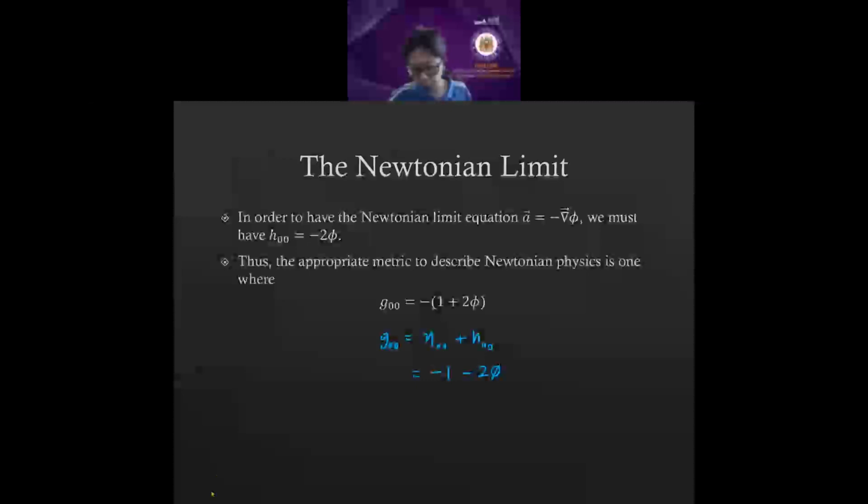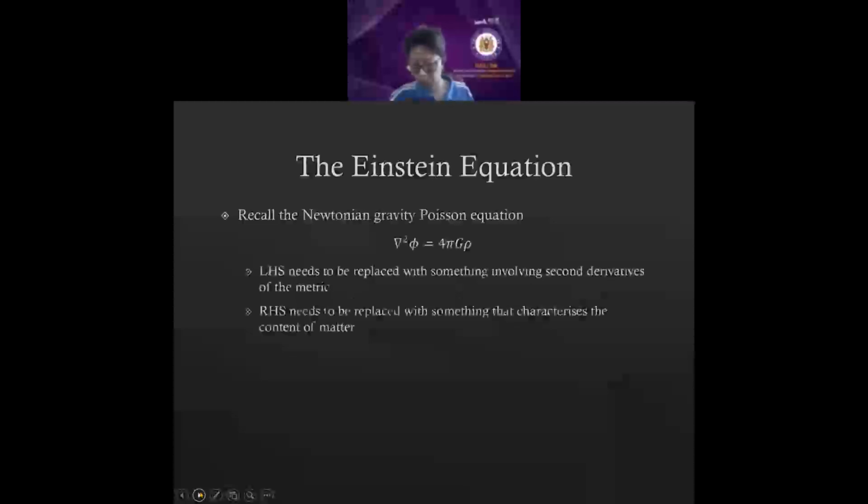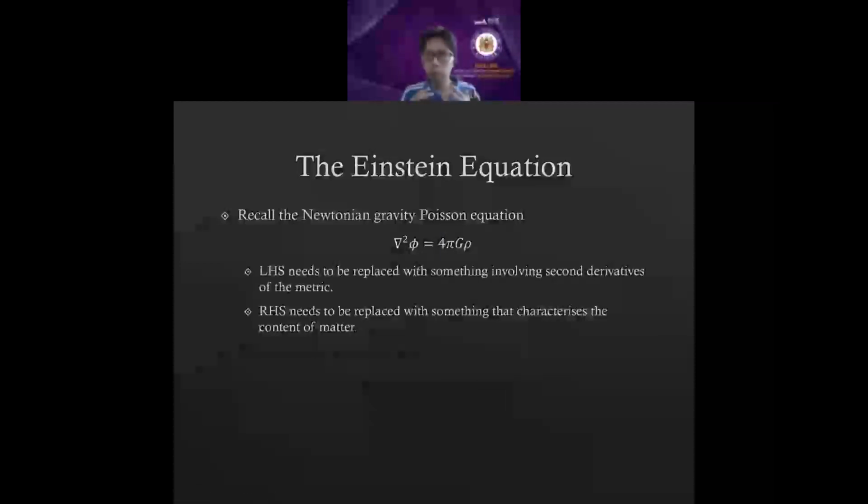So the next thing that we're going to look at is the Einstein equation. We're going to look briefly at the Einstein equation. Just now I mentioned to you that in Newtonian gravity we have two equations, right? One is Newton's first law, which I've already said is going to be replaced by the geodesic equation, and we have already looked at the geodesic equation earlier.